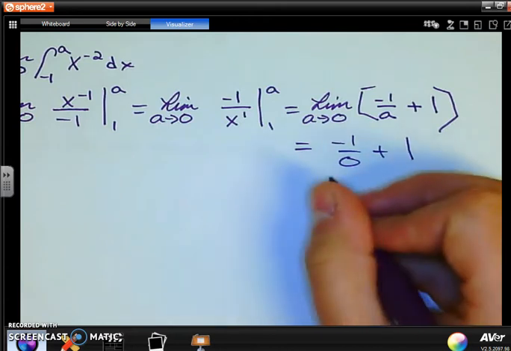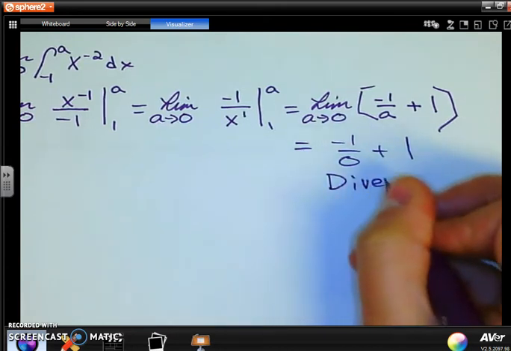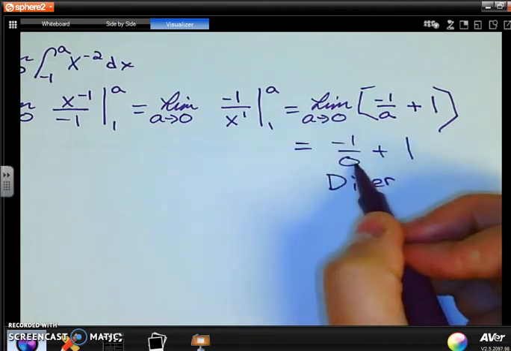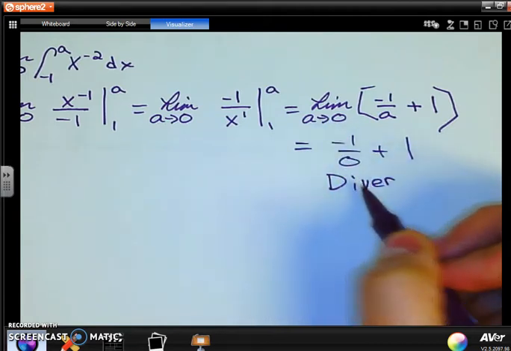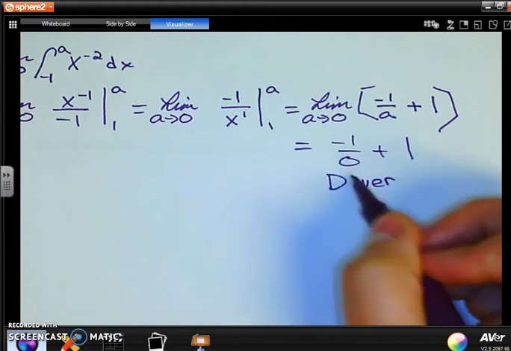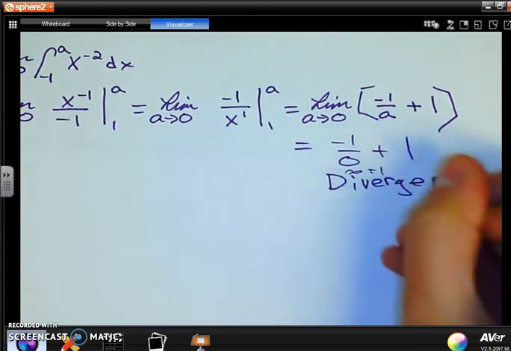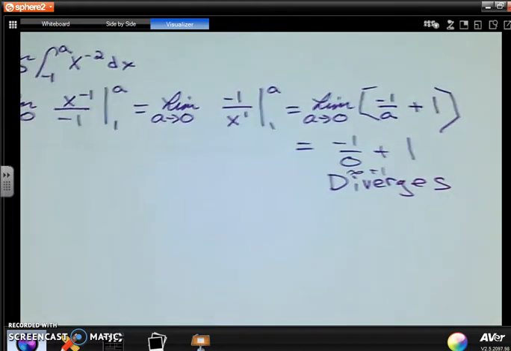It's trashed. The whole thing diverges. Once you get one piece that goes to something super duper, think about it, we're getting really, really close to 0. If we're dividing by something really tiny, you're headed to infinity. So this is like infinity plus 1. So you could say that that whole thing diverges.